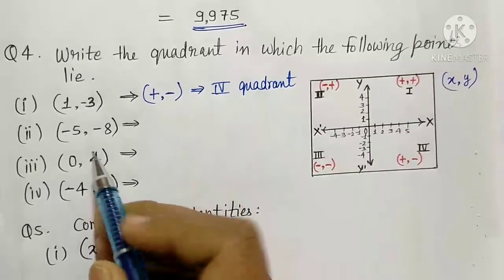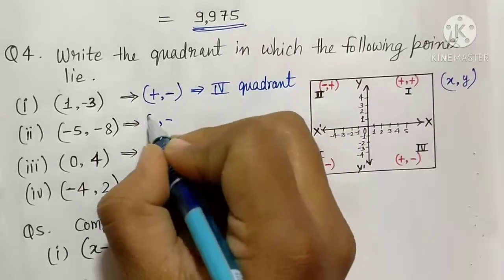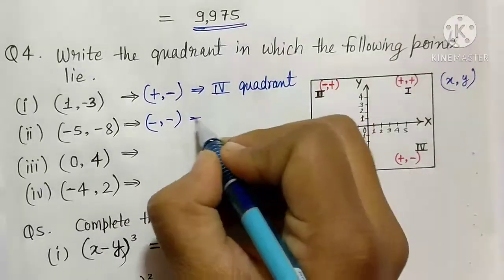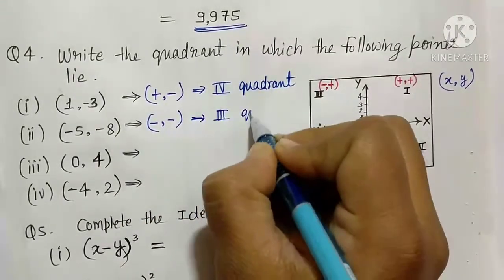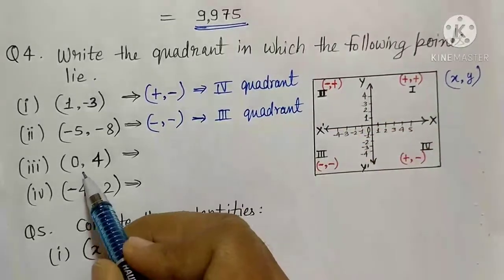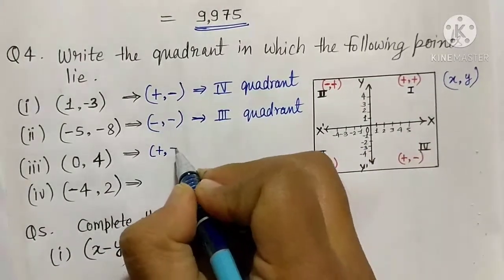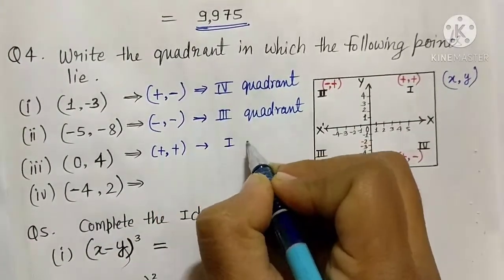Okay. Second, just check, -5 comma -8. It means minus minus. They are coming in the third quadrant. Next, 0 comma 4, plus plus. Plus plus are coming in the first quadrant only. Okay. First quadrant.